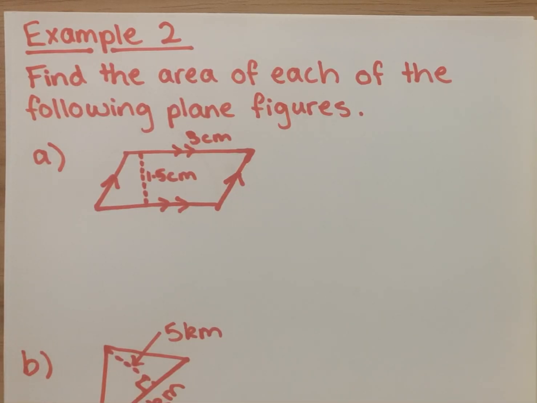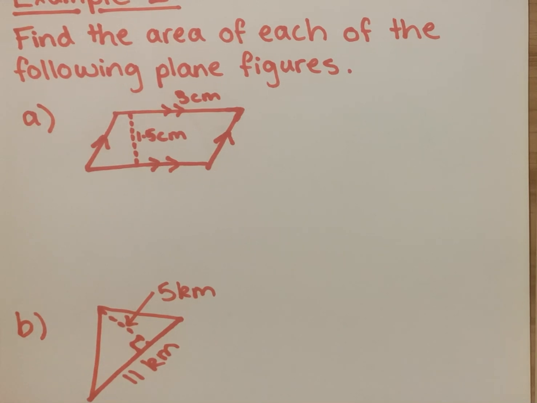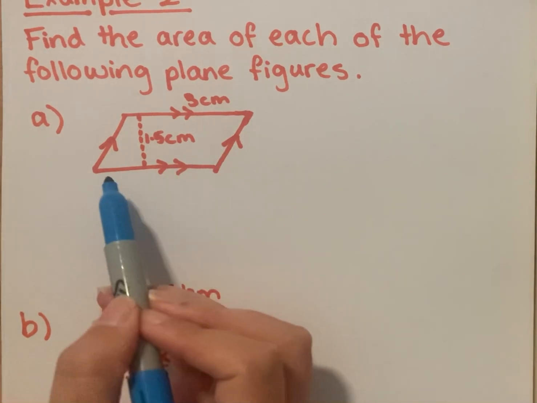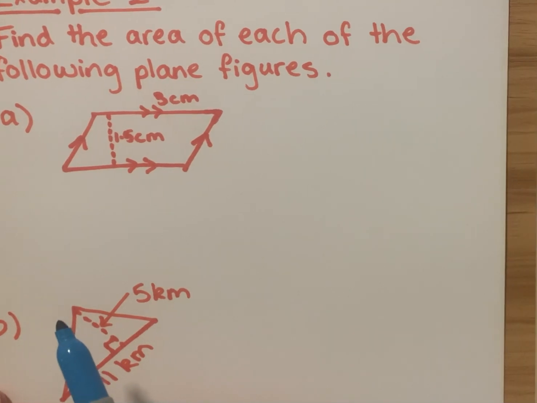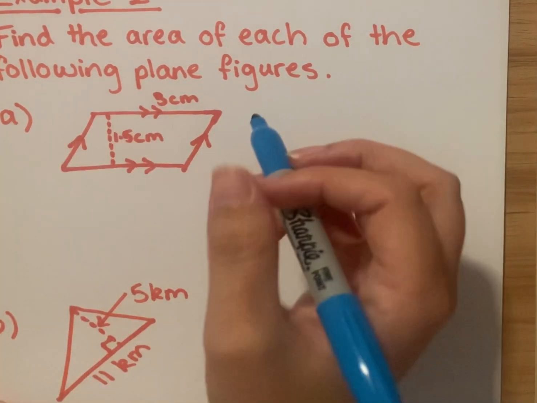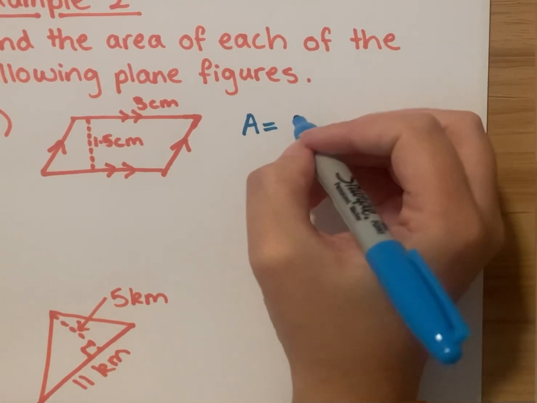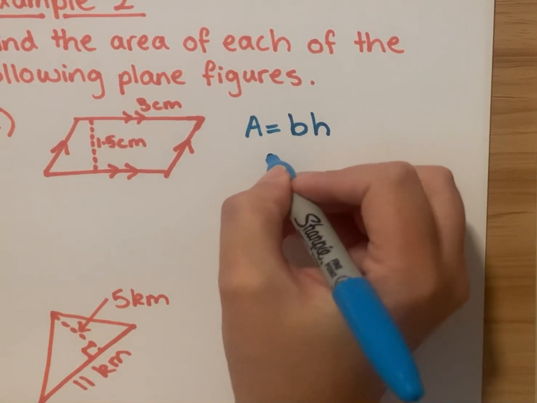Okay, now for example 2, we need to use our formulas for area. It says find the area of each of the following plane figures. So we just need to make sure we can identify the shape and then use the correct formula for the shape. So in this case, I can see I've got 2 parallel sides here and 2 parallel sides here. So that means that this must be a parallelogram. And the formula for the area of a parallelogram is area is equal to the base times the perpendicular height.